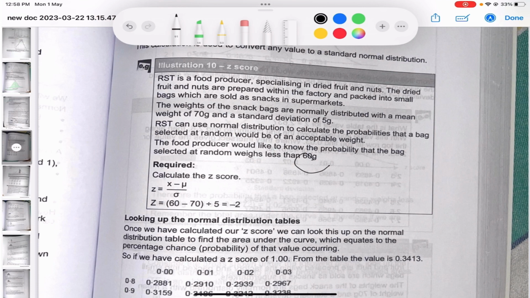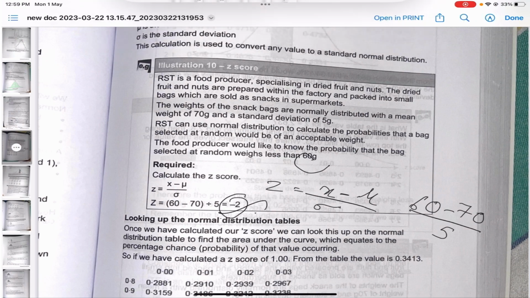So what was my formula of z-score? It was x minus my mean divided by my standard deviation. So that would be 60 minus my mean divided by standard deviation, which is 5. So my answer is going to be minus 2.